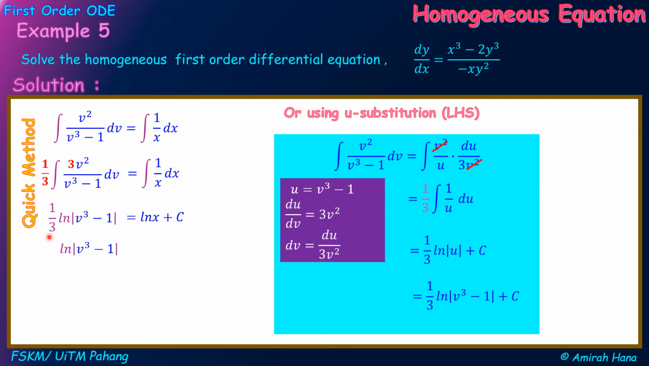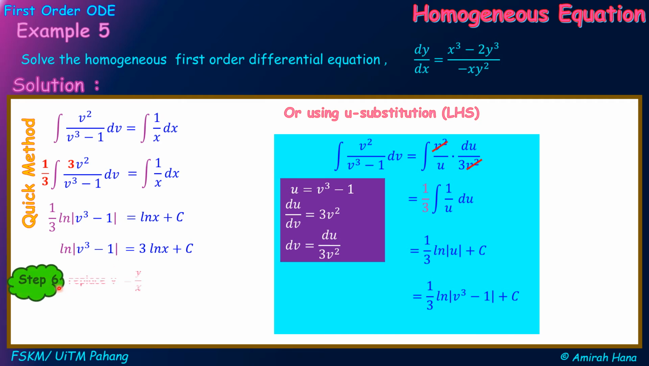After that, we can multiply by 3 to the right-hand side. So we have ln |v cubed minus 1| equals 3 ln x, and then plus 3 times c, which equals 3c. 3 is a constant, c also is a constant, so constant times constant equals a constant. So we just put a single c here, meaning a constant, because 3c or a single c is still a constant.